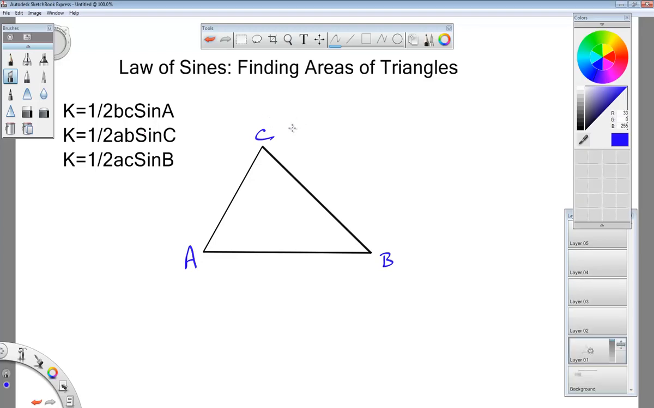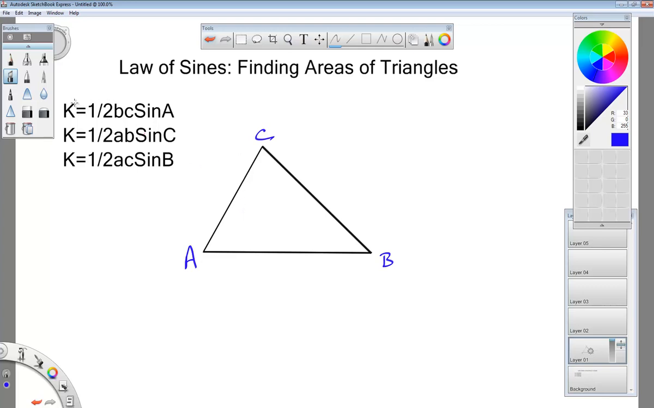Welcome, math students. Today we're going to talk about the law of sines and using it to find areas of triangles. What I have here is pre-typed for you. You can see there are three different equations that we're going to learn how to use in order to find the area of a triangle where they don't give you the height. That's what makes this powerful: you can have any of the three bases, but you don't necessarily have to know the height, and yet you could still do it with these formulas.